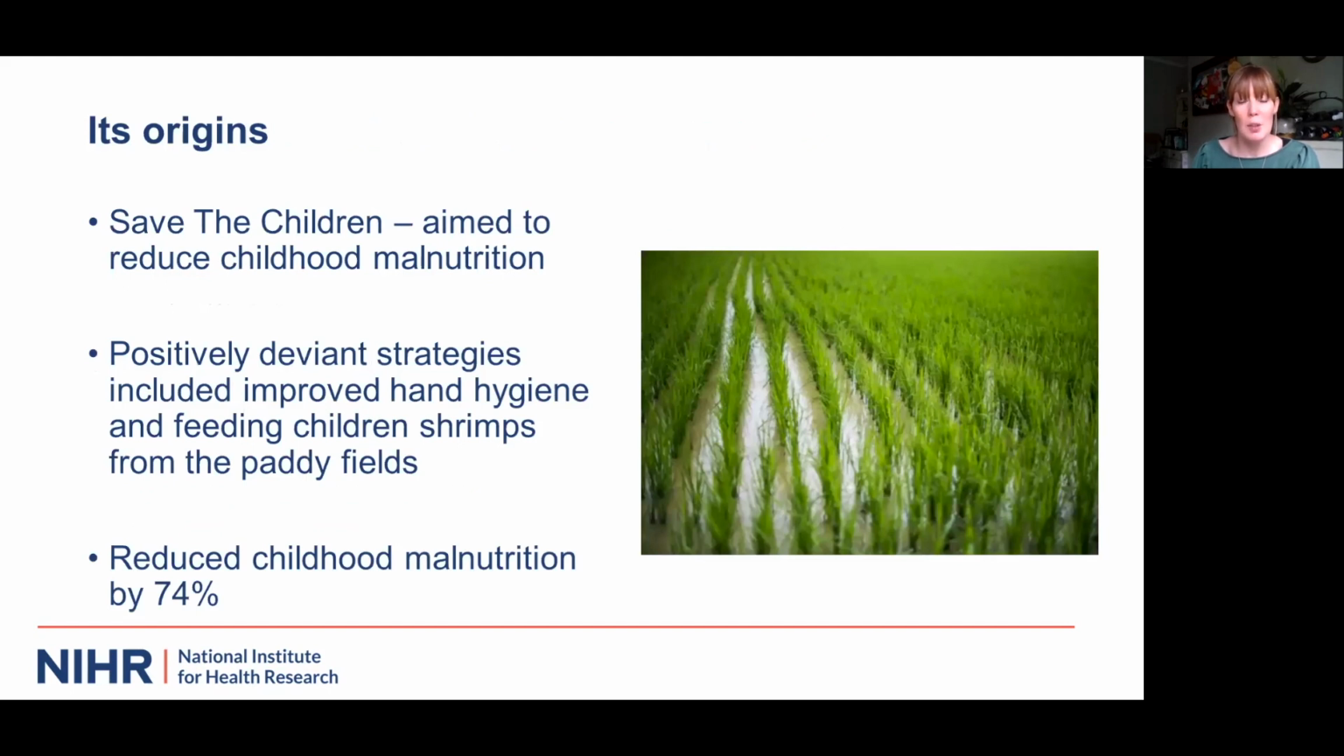The positive deviance approach originated in international public health and was used most famously to help reduce childhood malnutrition in Vietnam. The charity Save the Children identified and then studied families with well-nourished children. They identified various strategies, including better hand hygiene and feeding their children shrimp from the paddy fields, something that's typically not considered to be an appropriate thing to do. By working with the community to spread these practices, they saw a 74% reduction in severe malnutrition among children under 3 years of age.